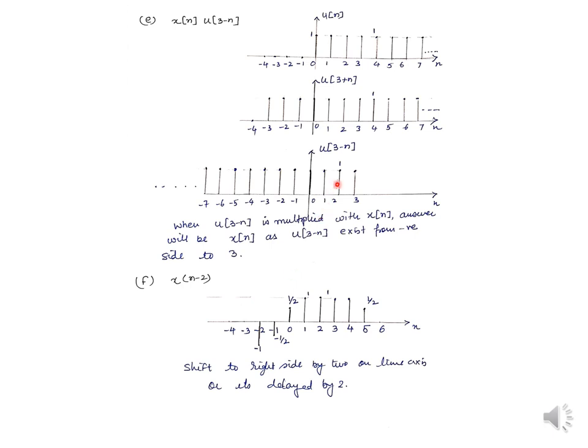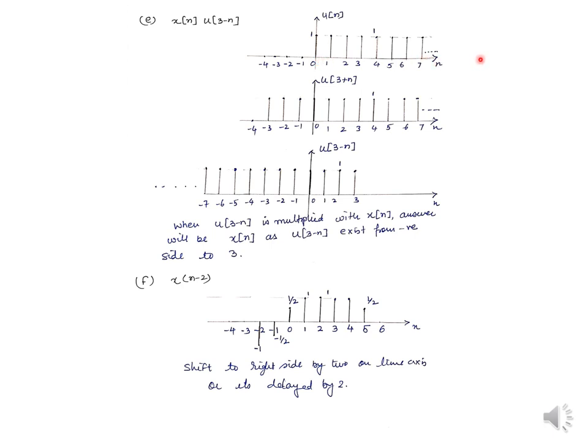Now take another example of a function. We have x of n multiplied with u of 3 minus n. So for u of 3 minus n, you have to find the unit step function with respect to it. As we know, u of n starts from 0 to infinite, with an amplitude equal to 1 starting from 0 to infinite.